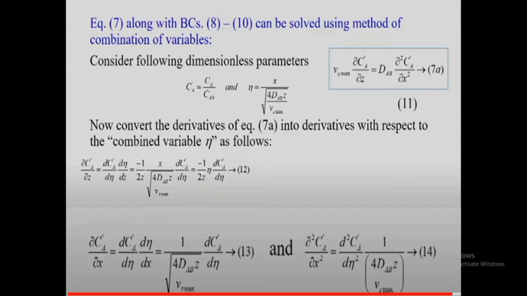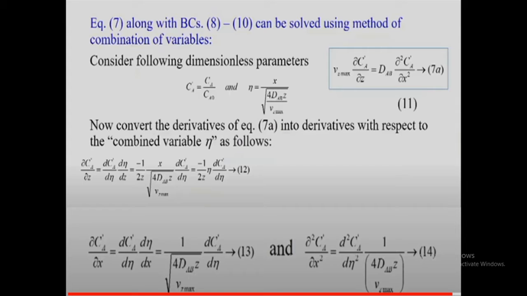Okay, so keeping dCa dash/d eta constant, finally we get minus 1 by 2 z. What is the eta here? x by root of 4 DAB z by Vz max. That is the eta, times dCa dash/d eta. This is the 12th expression. So now the LHS is over.